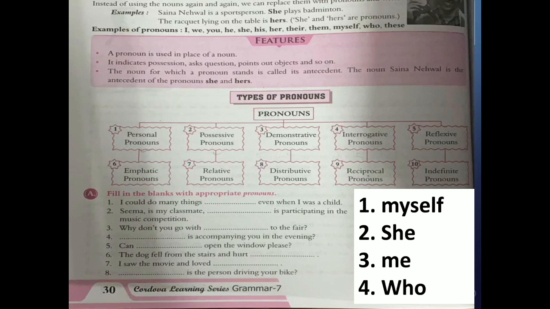Next, Seema is my classmate. Dash, she is participating in the music competition. The answer will be she. Seema is my classmate. She is participating in the music competition. 3. Why don't you go with dash to the fair? The answer will be: why don't you go with me to the fair? Next, 4. Dash is accompanying you in the evening. The answer will be who. Who is accompanying you in the evening?